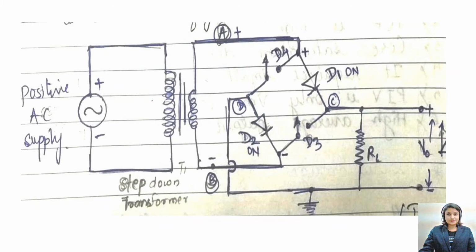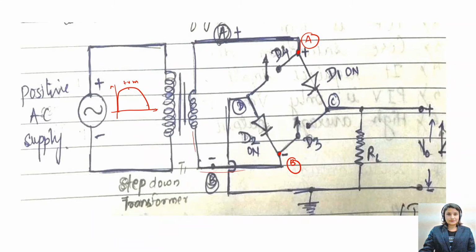So when I apply positive cycles at the primary, this is the point A of your secondary winding, and this bottom point is the B point of your secondary winding, isn't it?